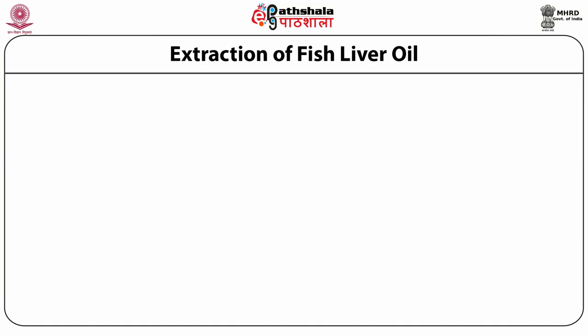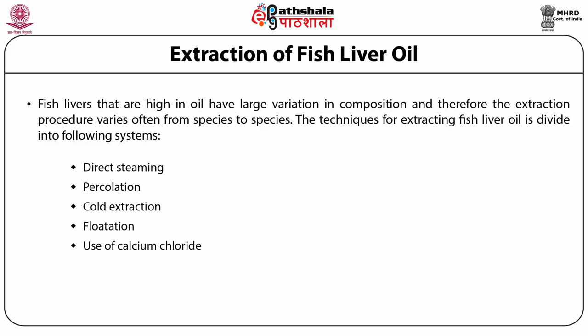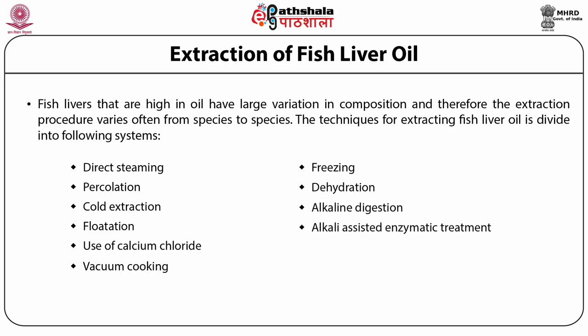Extraction of the fish liver oil. As we discussed, liver oil from the fish plays an important role as it contains squalene as one of the components which could have effects in the prevention of cardiovascular diseases. Therefore, the extraction of the fish oil can be done by various methods like direct steaming, percolation, cold extraction, flotation, calcium chloride, vacuum processing, freezing, dehydration, alkaline digestion, alkali assisted enzyme treatment, acid digestion and solvent extraction. Here we will be talking about direct steaming and solvent extraction.